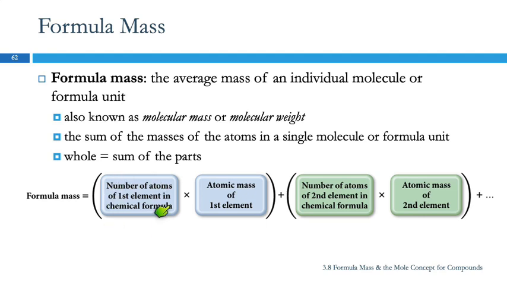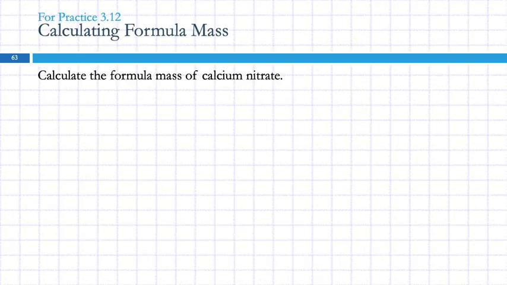So the number of the first element times its atomic mass plus the number of the second element times its atomic mass, etc. Let's calculate the formula mass of calcium nitrate. This is not a good exam question because if you don't know your nomenclature, then you can't do the question, right? So I don't like to put too many things together on my exams. I save that for the written questions at the end, where yes, I will try to trick you, but the rest of them I'm trying to make straightforward.